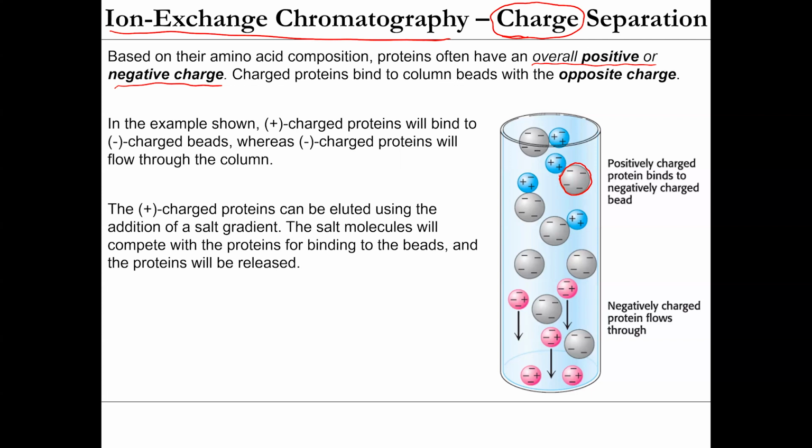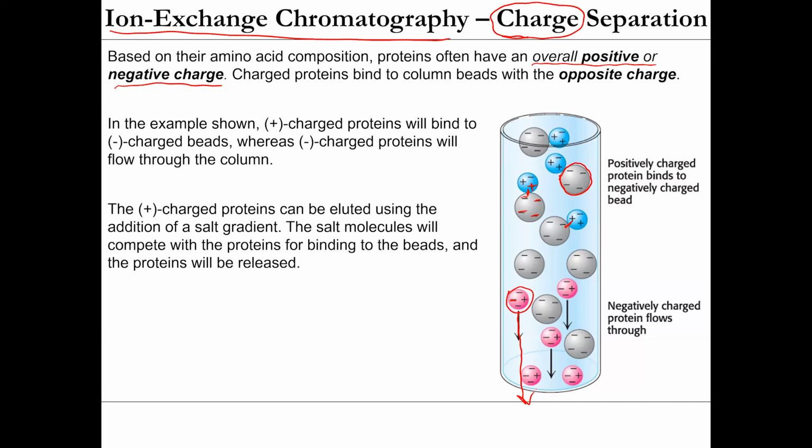So in this example here, we have negatively charged beads, and so your positively charged protein is going to bind to those beads and sort of be stuck on that column. And then other negatively charged proteins are going to be repelled by the beads and basically just flow through the column. So now you've separated out positively charged and negatively charged proteins. You can also do this with positively charged beads if your protein has an overall negative charge. But in this example, these positively charged proteins are going to be bound to these beads.